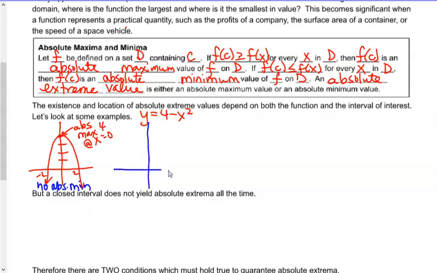Now, if I restrict that graph to a domain that is from 0 to 2, okay? And in these cases with the solid dots, I'm including 0 and 2. Notice I would end up then having an absolute max of 4 at x equaling 0. And I have a bottom out point here. The y value of that is 0 when x equals 2. So I do have an absolute min of 0 at x equaling 2 in this situation. Okay?